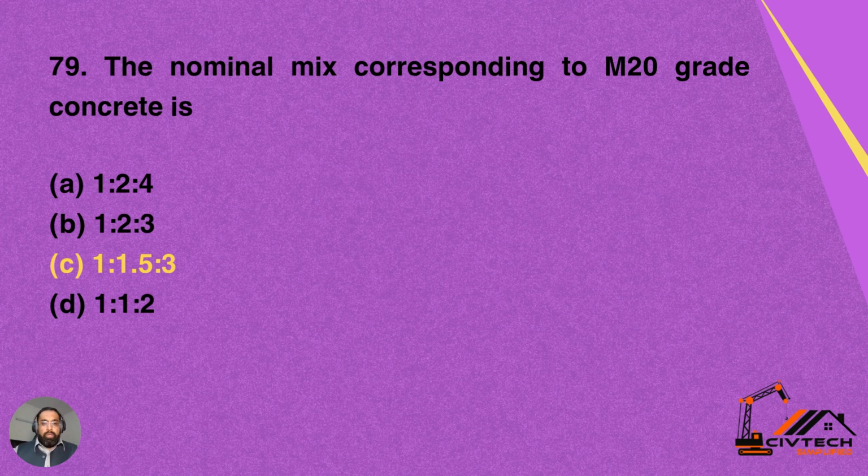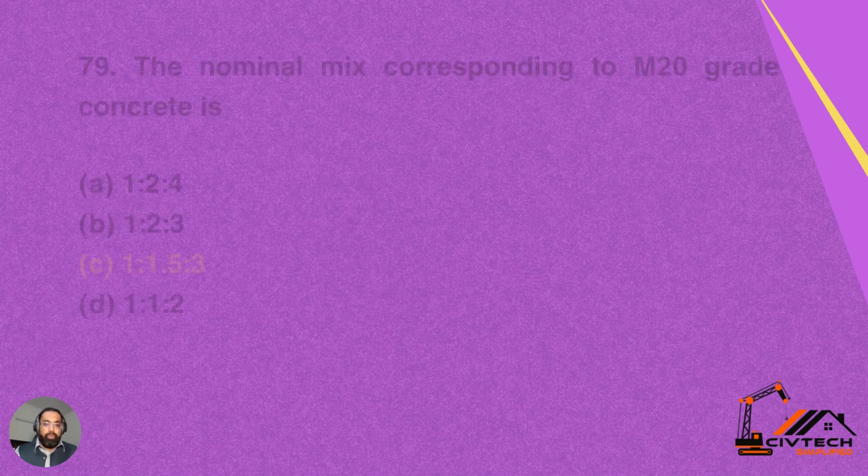Question 79. The nominal mix corresponding to M20 grade concrete is, you must have learned the grades M20, M10, M25. We will be discussing them in the following questions as well. So the nominal mix corresponding to M20, remember it should be 1, 1.5 and 3. Option A is 1, 2, 4. Option B is 1, 2, 3. Option C is 1, 1.5 and 3. Option D is 1, 1, 2. So C is the correct answer for this question. M20 refers to 1, 1.5 and 3.